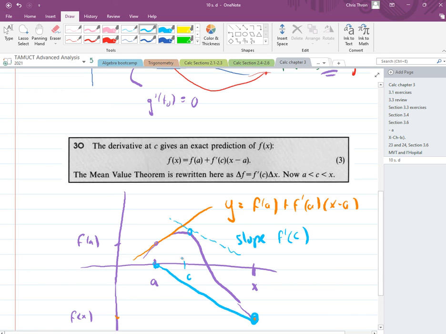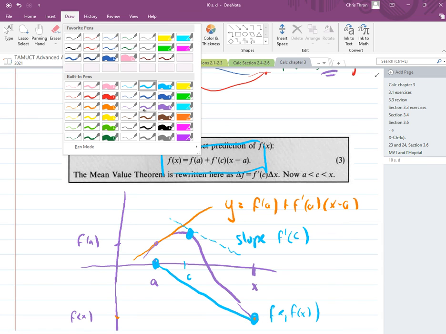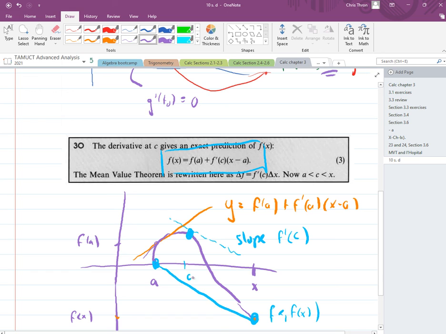There's some point c in between where I can take the derivative from c and the value from a and put those together and get a straight line that passes through f of x, the point x, f of x. Notice that this is not the tangent line at c or the tangent line at a. It takes the value at a and the derivative at c and puts those together and gets a linear approximation that passes through x. The important thing is that c is between a and x.